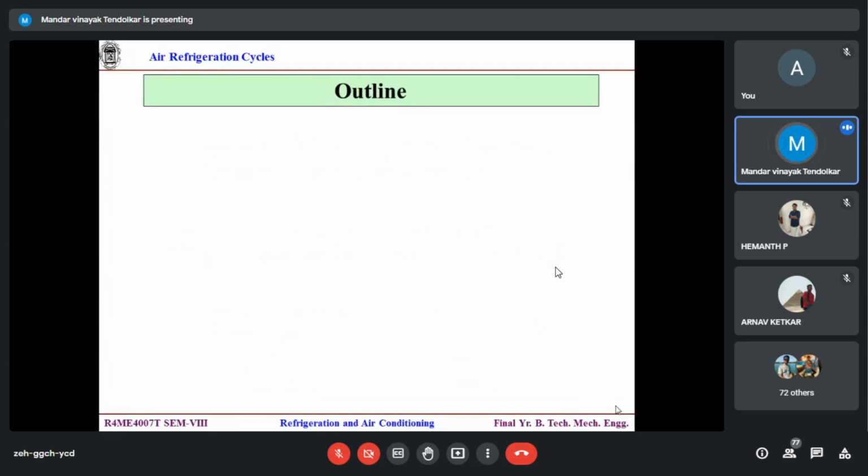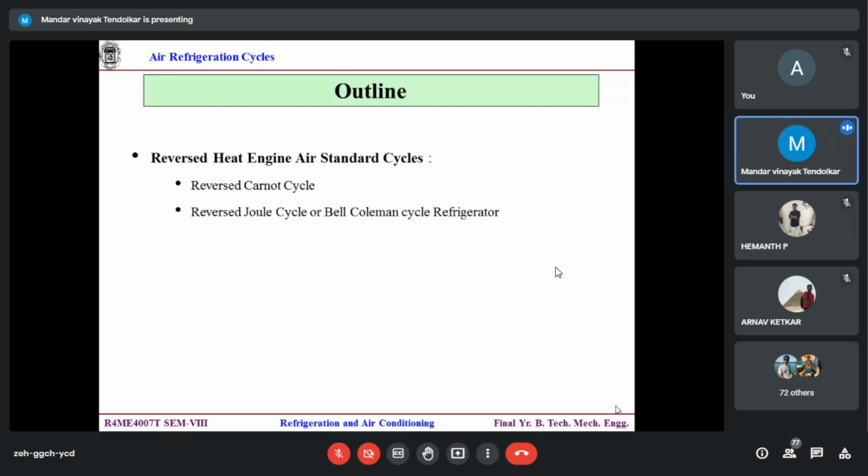Air refrigeration cycles. Reverse heat engine, air standard cycle. We know the forward cycle, now the reverse cycle. Reverse of the engine is a refrigeration cycle. So what types of cycles are we going to study? First is the reverse Carnot cycle. Second is the reverse Joule cycle, or sometimes called the Bell-Coleman cycle. Third, application for cooling, how we can use it, and then some numericals based on that.